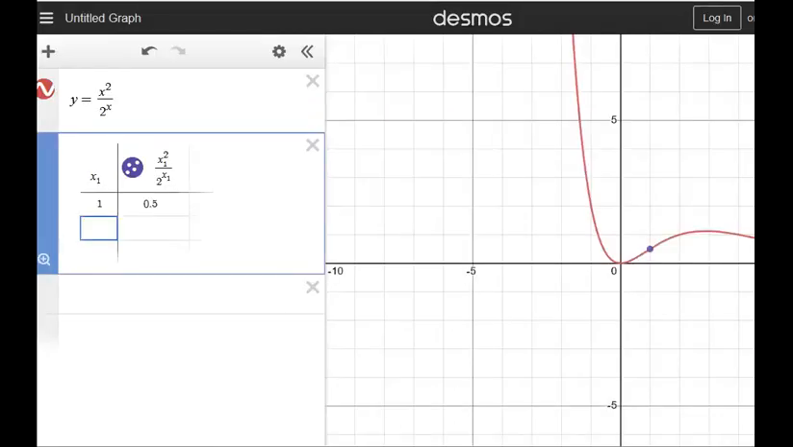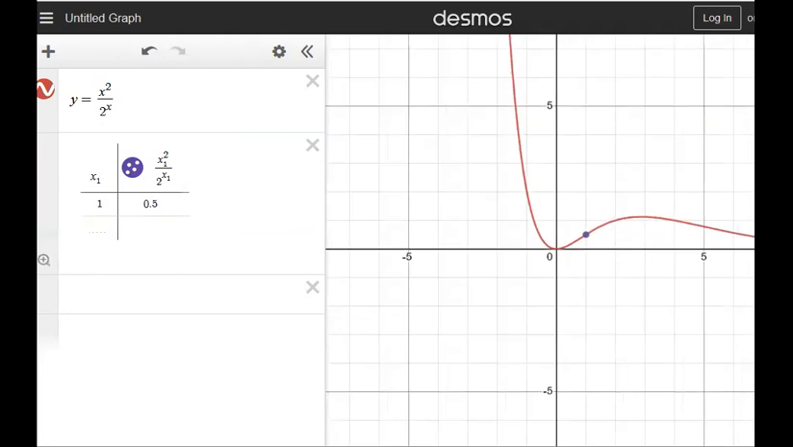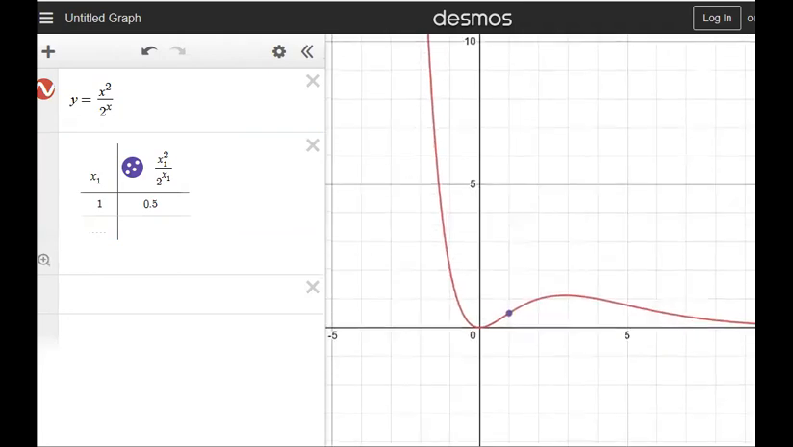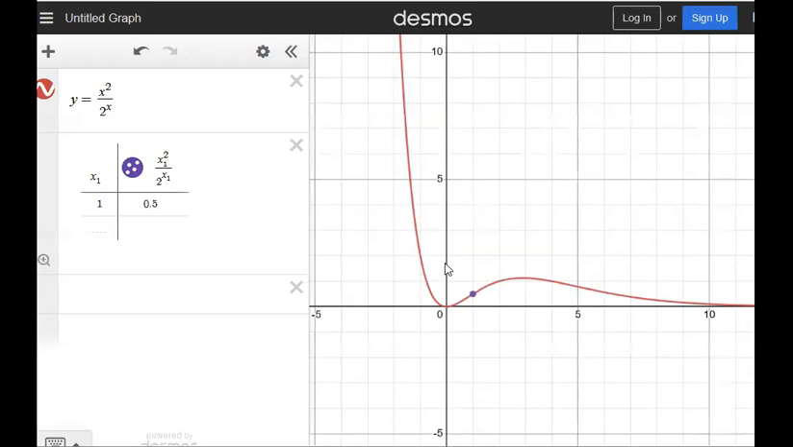So here's my Desmos screen. What I'm going to do is put in my original equation. So the original equation was f of x. So I have y, f of x equals x to the second over 2 to the x. So you can see our graph right here. This is what our graph is going to look like in our Desmos window. So we can see our graph. So we know what we're ultimately looking towards.